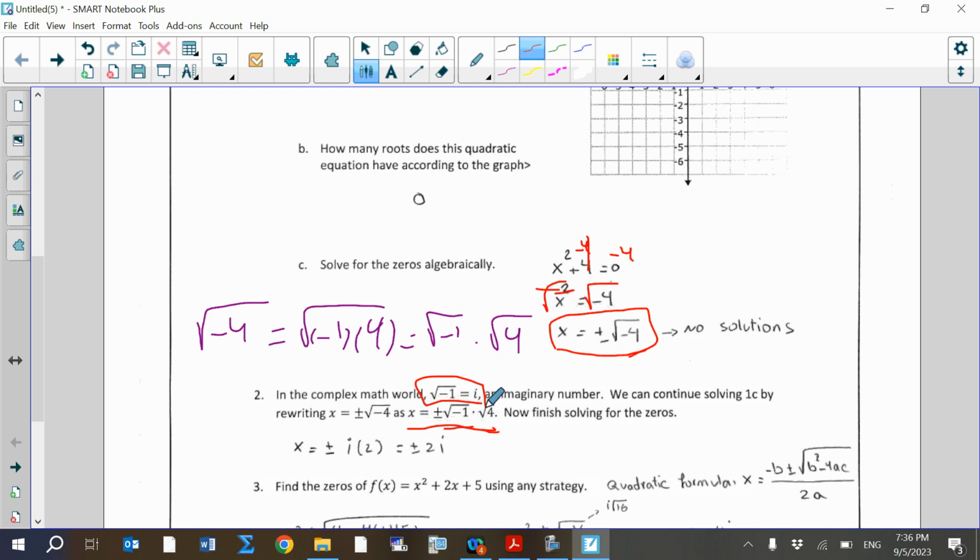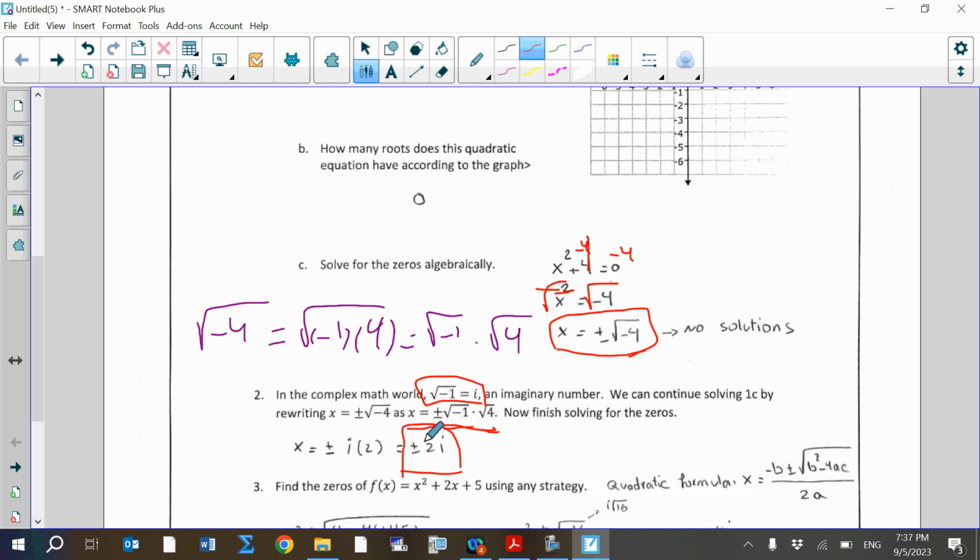And we know that the square root of 4 is also 2. So I can just write x equal to plus and minus i times 2, which we can rewrite as plus and minus 2i, because we are used to writing the numbers before the letters. So the solutions of this function now appear here as plus and minus 2i.